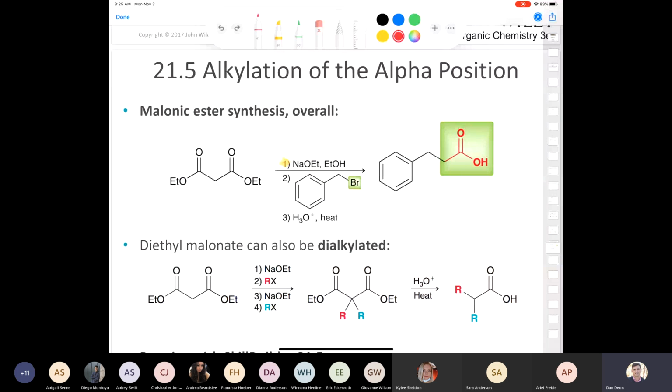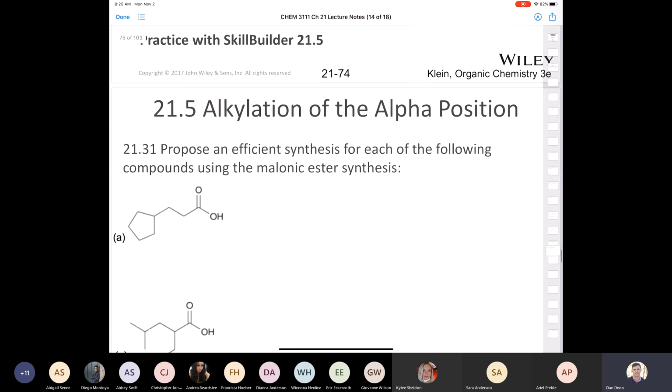Another option is you can dialkylate, right? Because there are two acidic protons here, right? One, two. So after the first deprotonation and alkylation, you do a second deprotonation and alkylation. It's important that you know here that the order is not important, okay? You can do them in whatever order you want. Doesn't matter a hill of beans, okay? So if the book says the first one, the second one, and you do it the other way around, no problem, okay? Not a big deal at all.